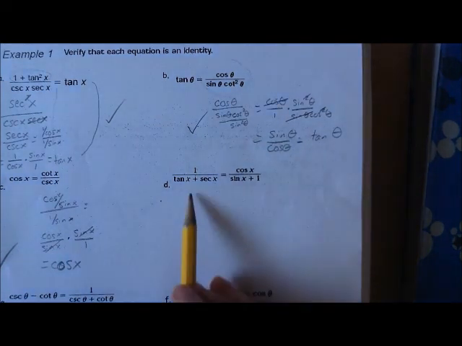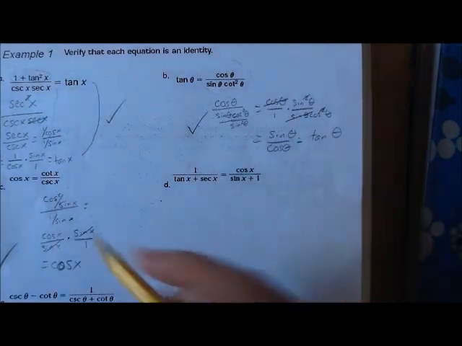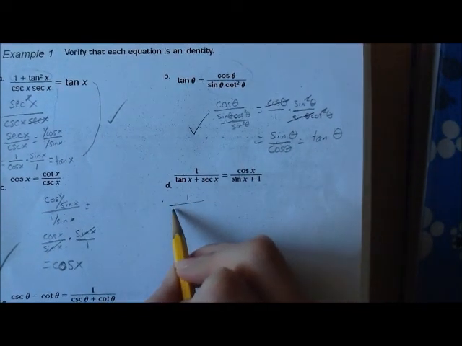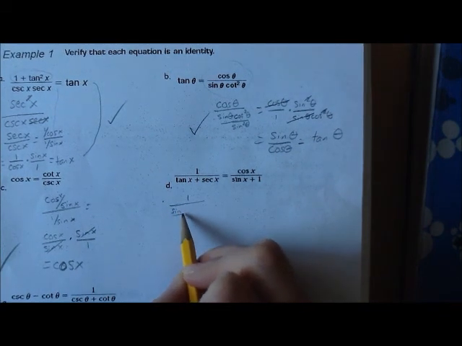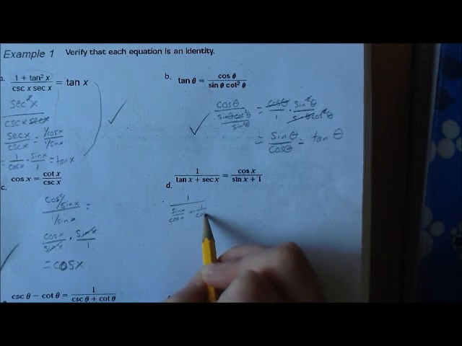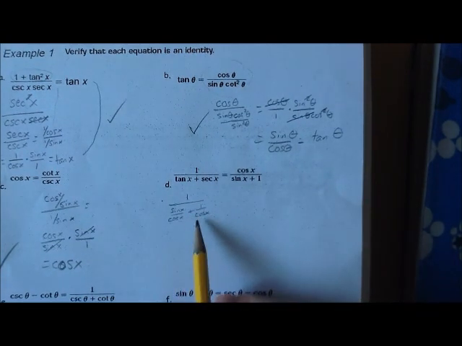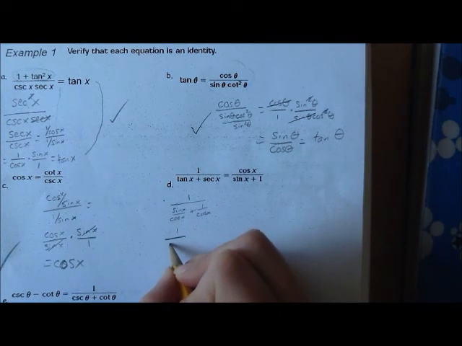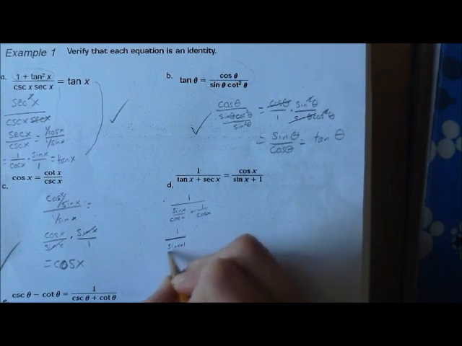This one is a little more interesting. So, let's start with this side. We could do either one. It's not clear which one is more complicated. I'm going to start with this one. So 1 over, I'm going to rewrite this as sine over cosine. And this is 1 over cosine. Well, these have the same denominator, so I can actually combine that a little.